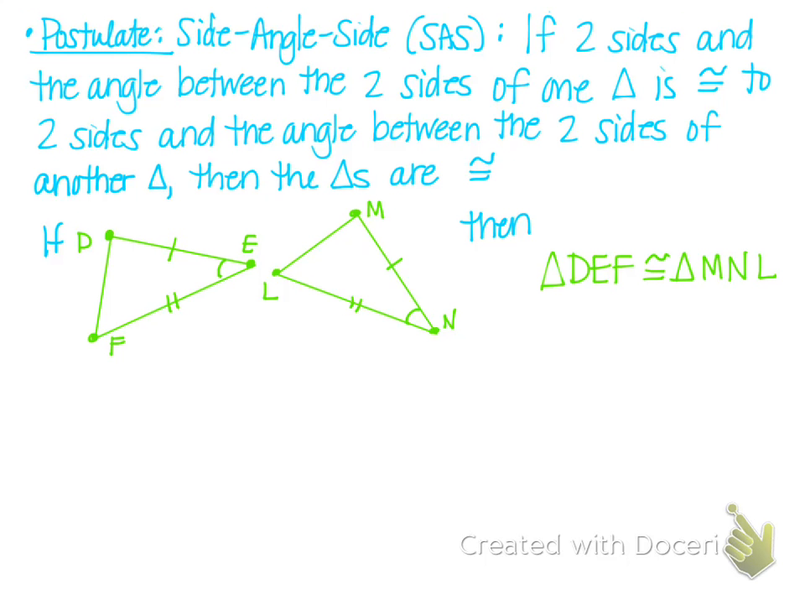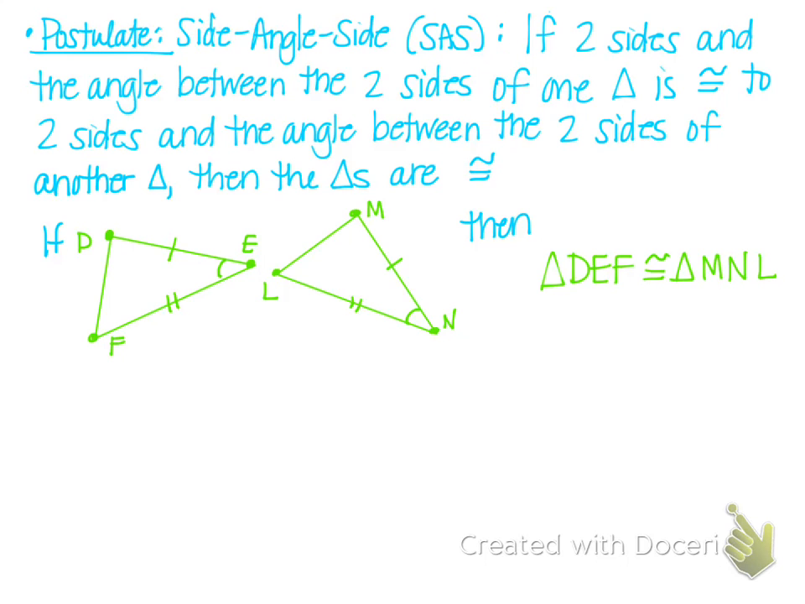Now here's another one. A postulate is called the side-angle-side postulate. It's abbreviated SAS. It says that if 2 sides and the angle between the 2 sides of one triangle is congruent to 2 sides and the angle between the 2 sides of another triangle, then the 2 triangles are congruent. Now, it's also written in the letters. We're talking about a specific angle between 2 sides. Literally that A is between those 2 S's.